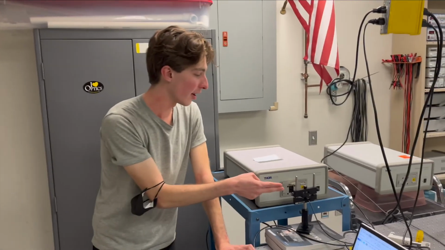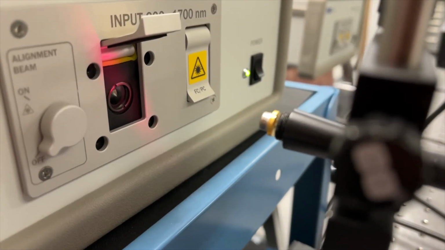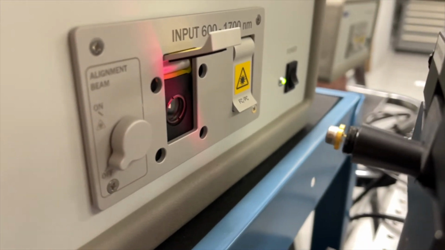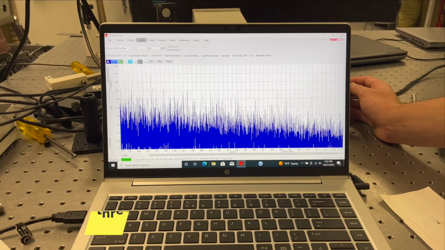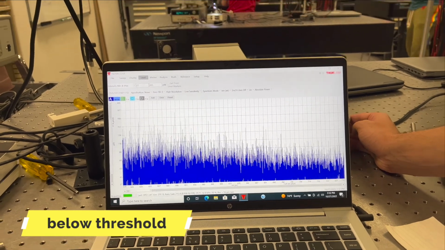We took the laser diode and input it into a spectrometer, and from there we measured the spectrum below the threshold and above the threshold, and we saw the output in our graphs, as you can see on the screen.